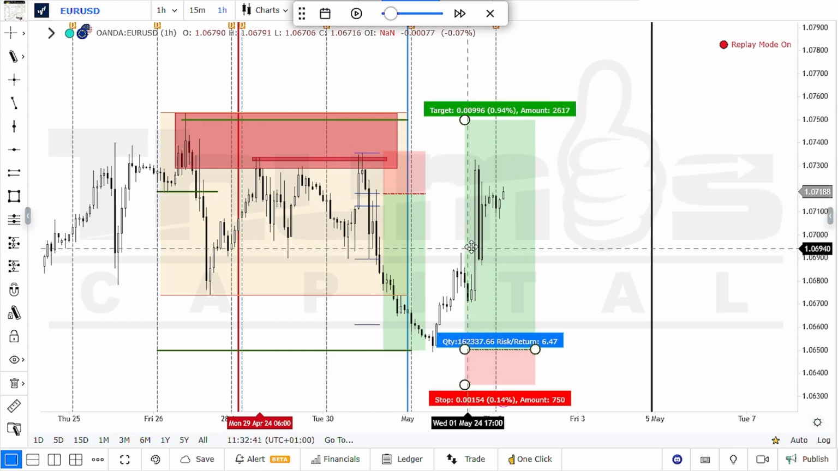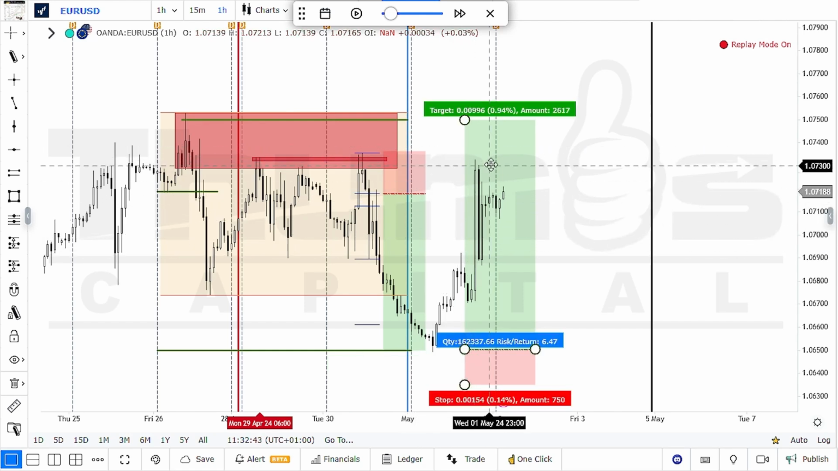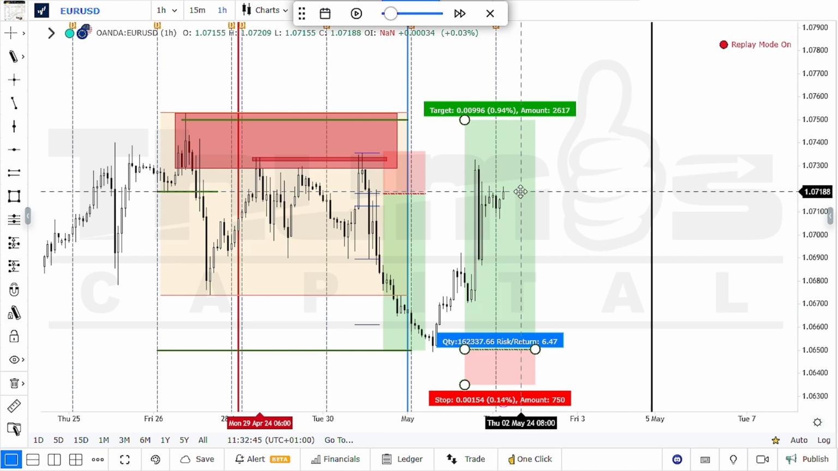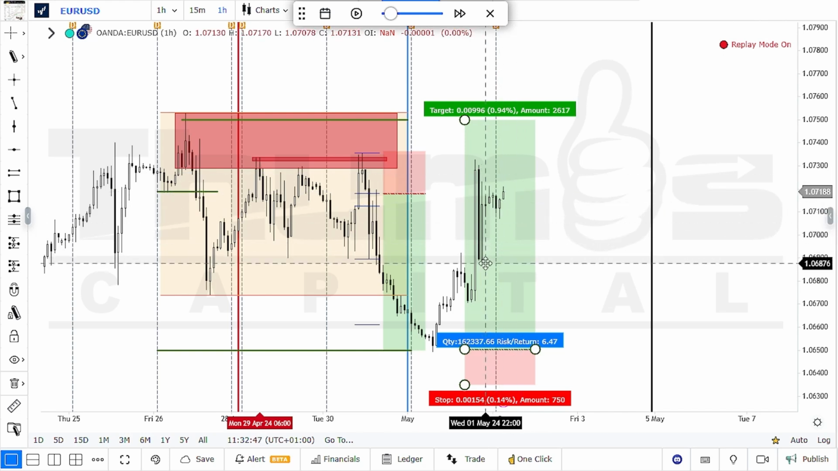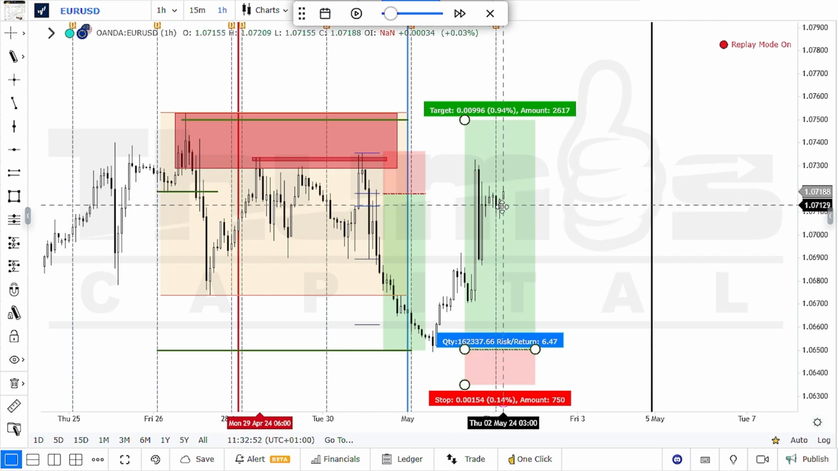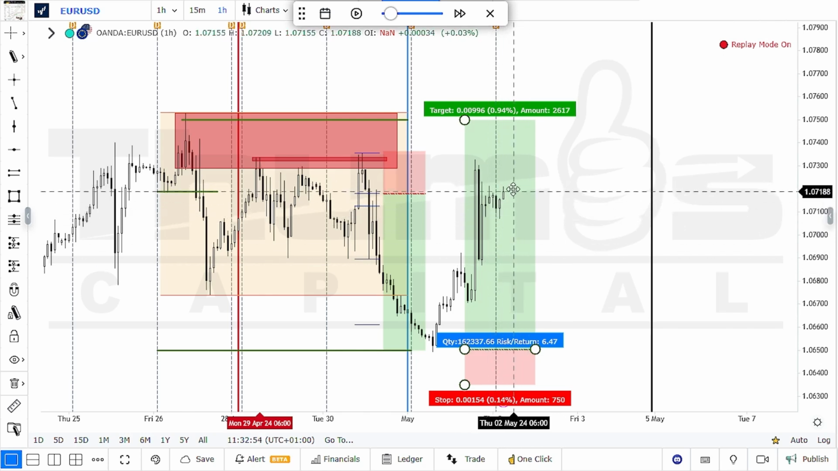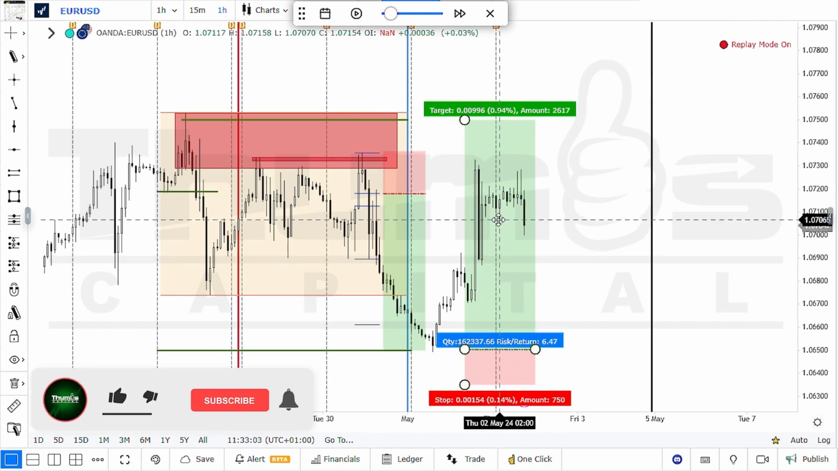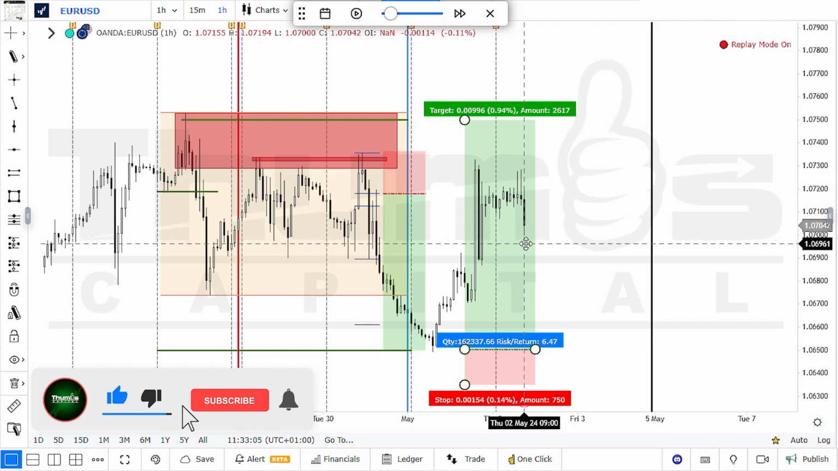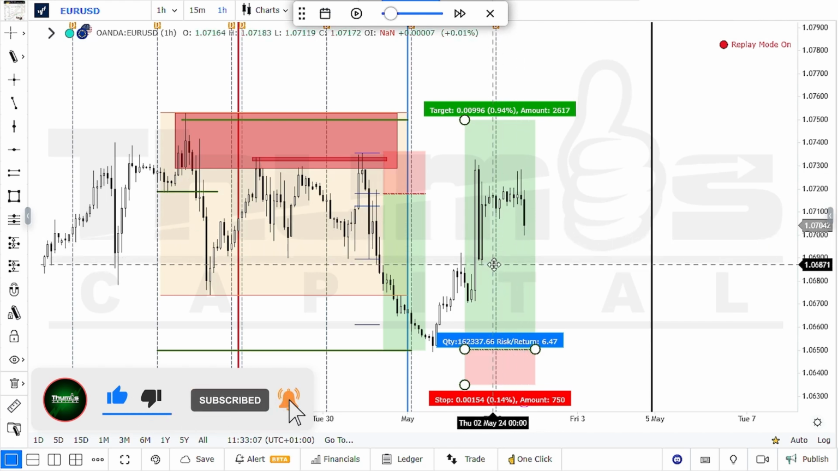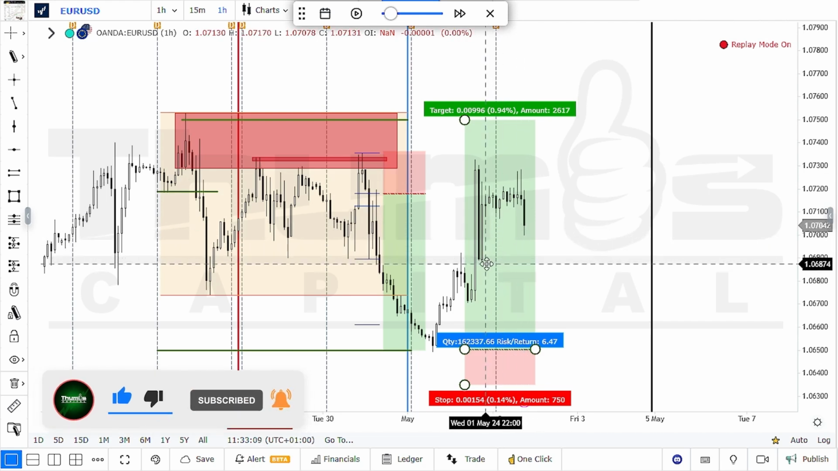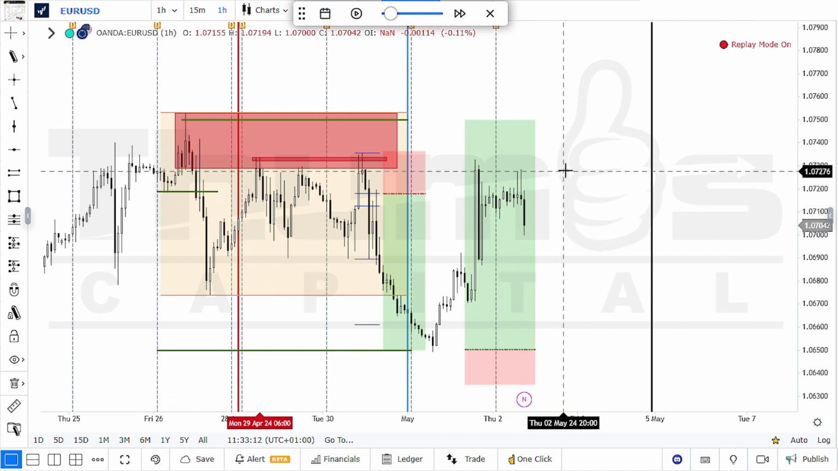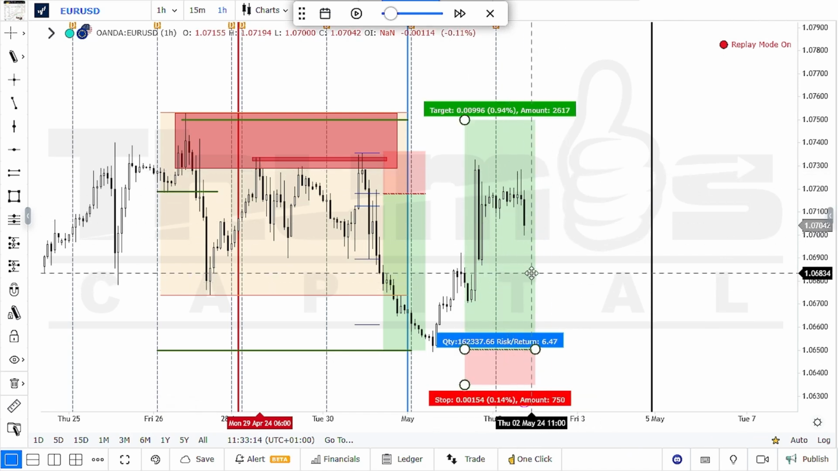At this point, Wednesday is over. We have entered another day, and you can see this sharp move to the downside leaves us with this level right here, and now we are building accumulation inside this range. You can see now the price is coming back down. If we get the liquidity run of this point, it's going to be a very good point to have another buy entry.